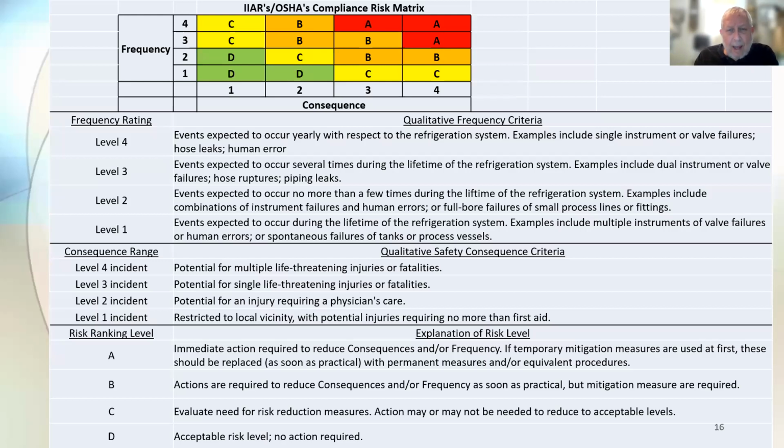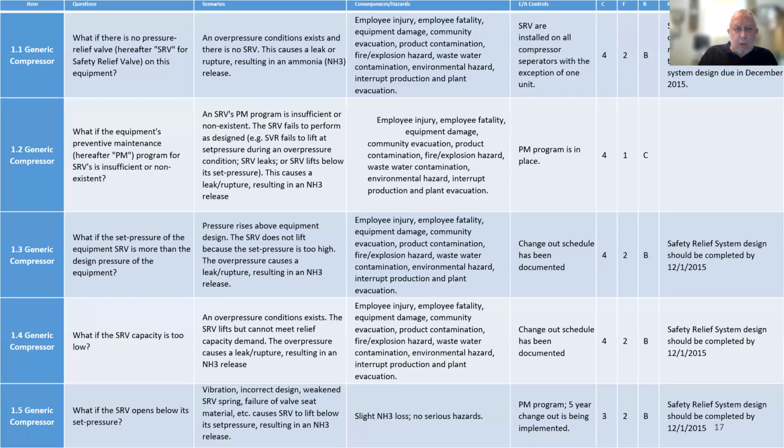Your levels are 4, the highest, obviously in red. They go through red, orange, yellow, and green. This is typical of a risk management matrix. Now, this is the actual process hazard analysis. And I'm going to have to get my glasses on and read some of this stuff.